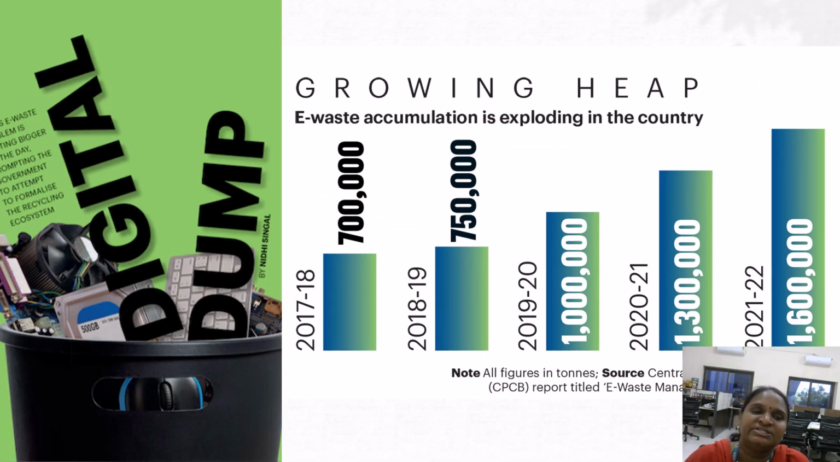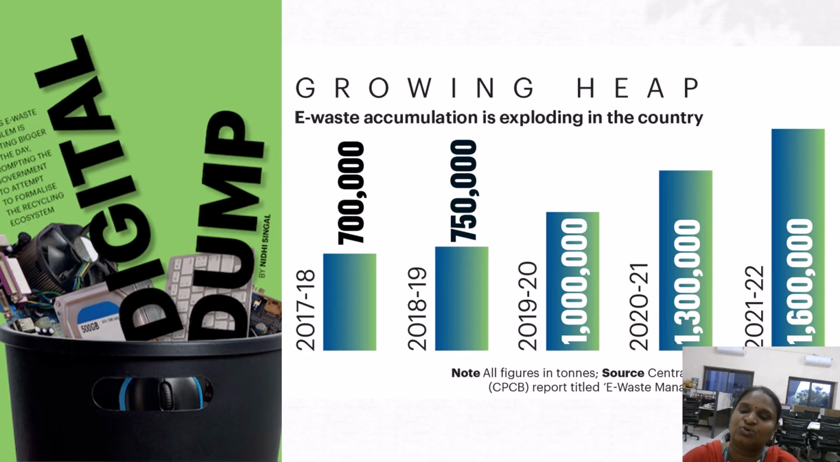If you take this e-waste, when we are digitally dumping it into the dustbin, our ecosystem also gets spoiled. When this e-waste was accumulated in the year 2017 to 18, it was almost 7 lakhs. In the year 18 to 19, it is 7 lakh 50,000, and in the year 2019 to 20, almost 10 lakh of e-waste is there.